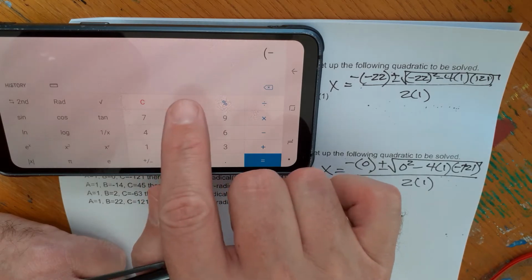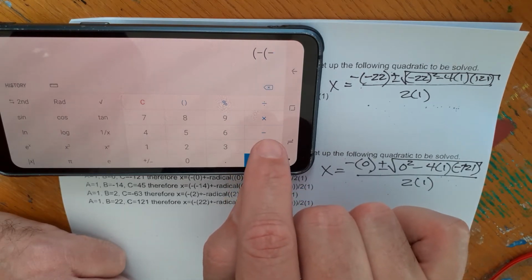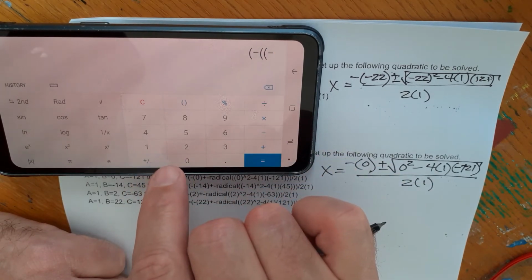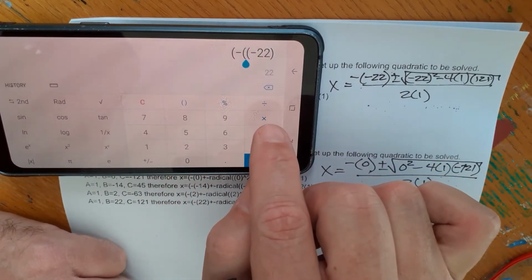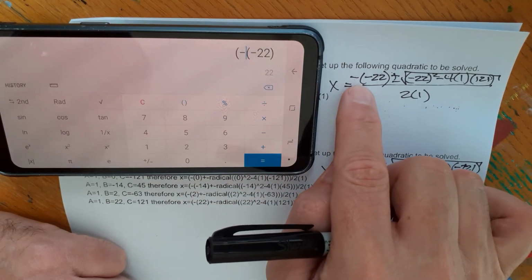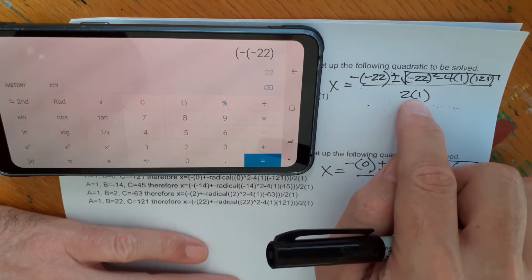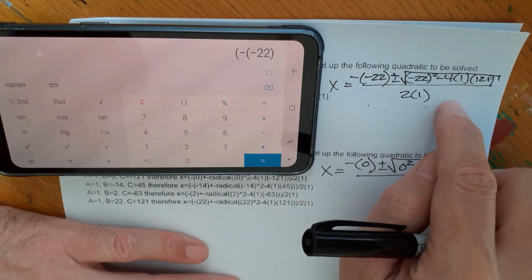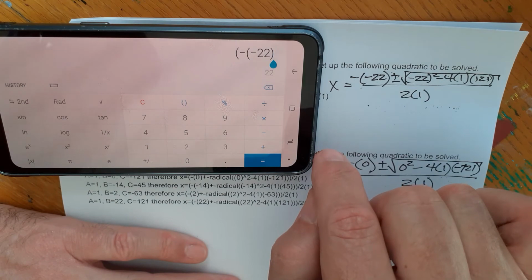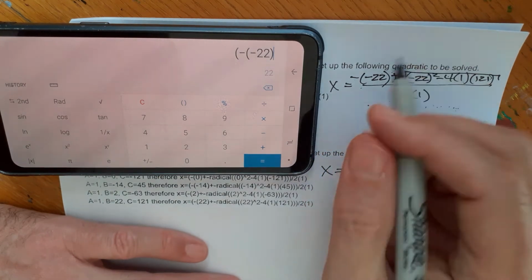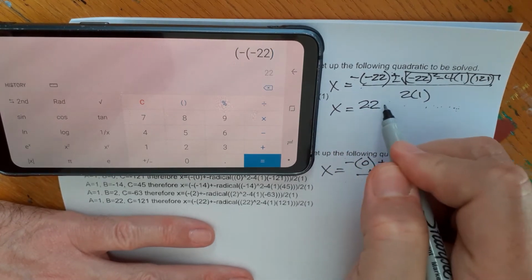Negative, parentheses, negative. Nope, it doesn't like that minus. It's got its own negative key. Negative 22, parentheses. So I got too many parentheses in there. I'm not happy about that. And I do want a whole parentheses because I want to take care of the top first, the numerator first, then divide it by the denominator. You know what? This is going to be easier. Negative is positive, 22. Sorry about that, you guys.